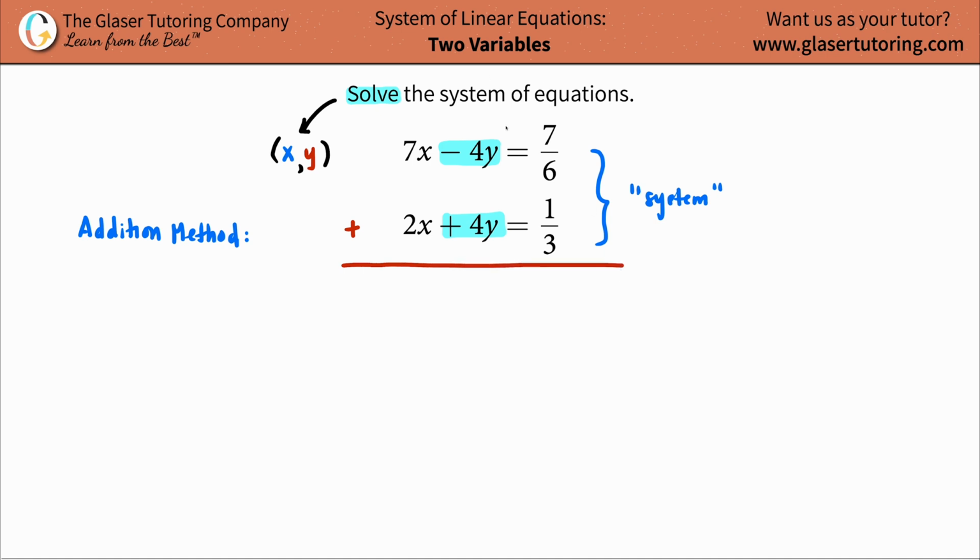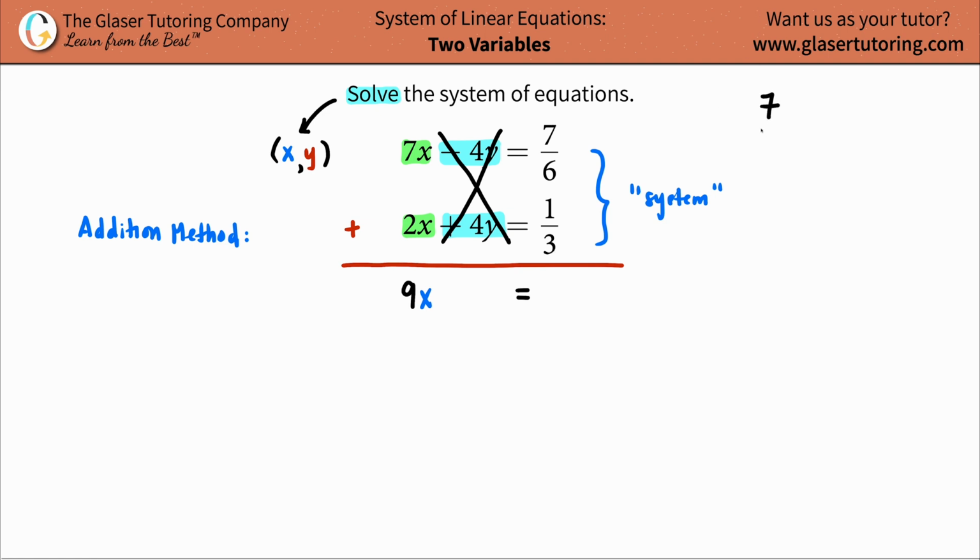And when you do that, you have to add your variables together. So in this case, we have 7x plus 2x, right? 7x plus 2x. Now I have a total of 9x. Okay? Now in this case, negative 4y plus positive 4y, bye-bye. That goes bye-bye. And now we just have equals, so 9x. We got rid of the y value, which is beautiful. And now we have 9x equals whatever 7 over 6 plus a third is.